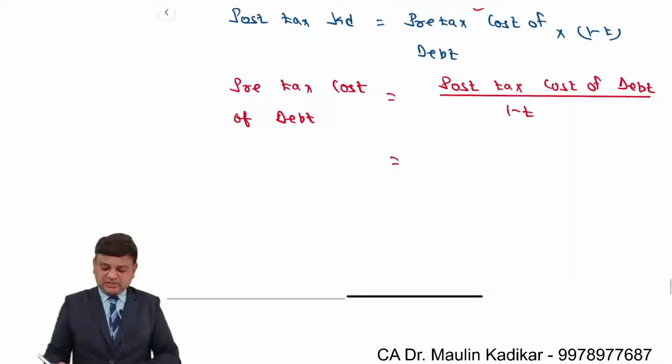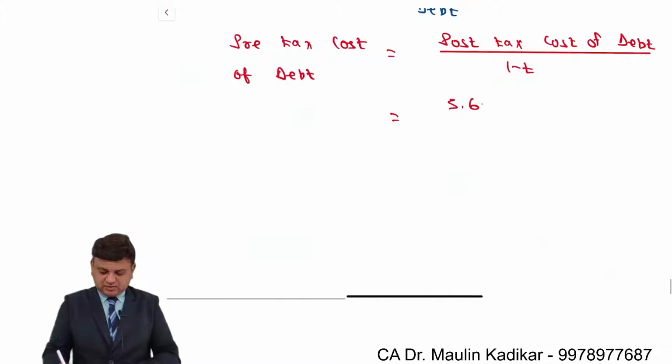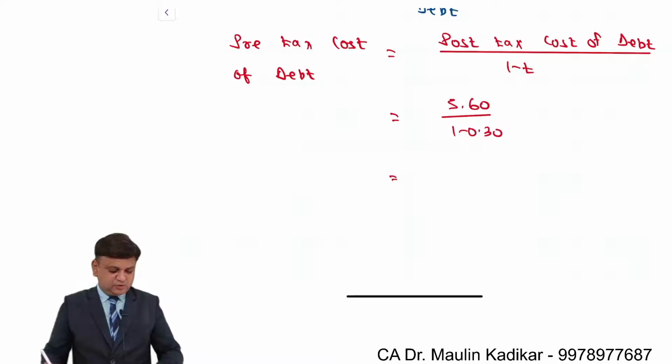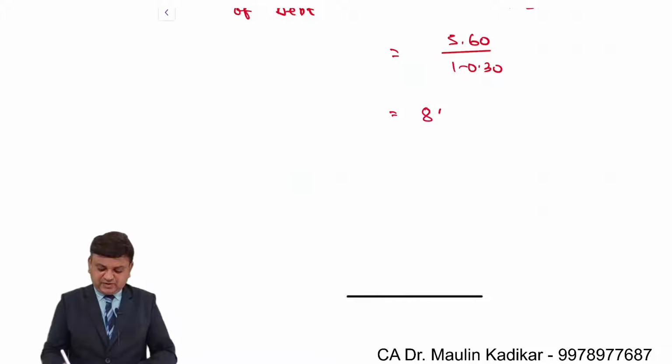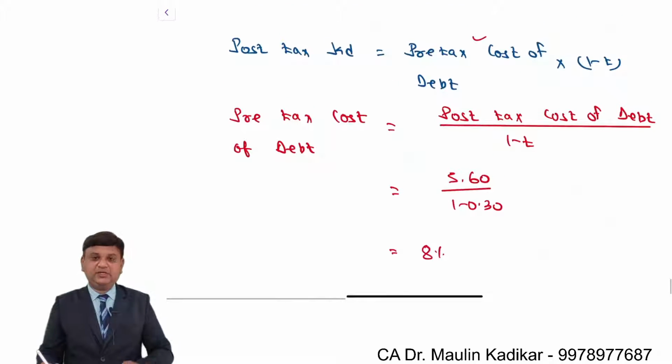So what is post-tax? 5.6%. What is income tax rate? Income tax rate is 30%. So please use your calculator. 5.6 divided by 0.7, that comes to 8%. And that is the reason, friends, we have been provided with the information about the discounting rate at the rate of 8%.